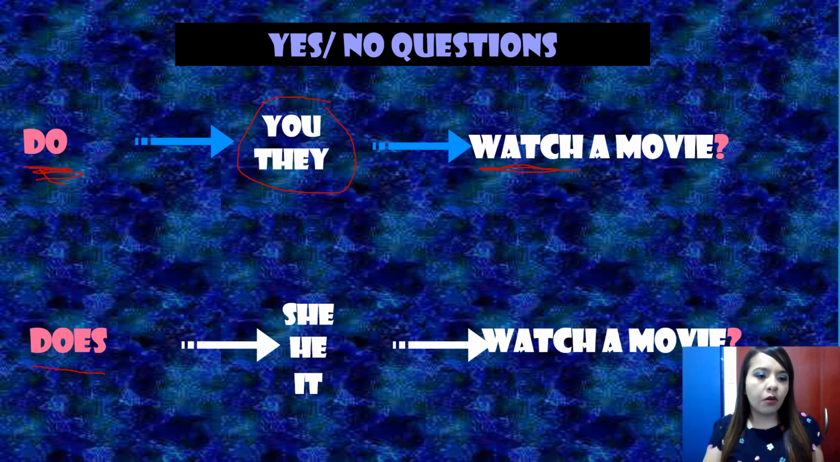Then, we use does when the subject is she, he, or it. After the subject, we're going to use the verb in a simple form, okay? No es, no ed, no ing. Let's continue to the next.